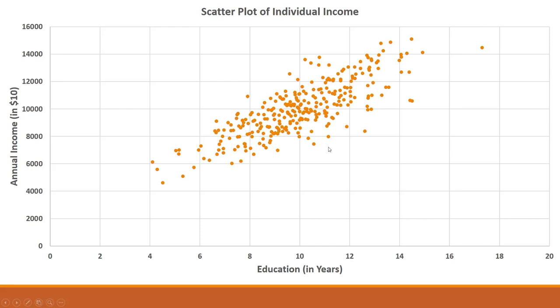And they don't. They're scattered around. Now we can see there's some general relationship here, but there must be other factors affecting income beyond just education.